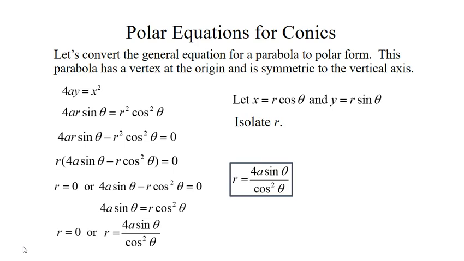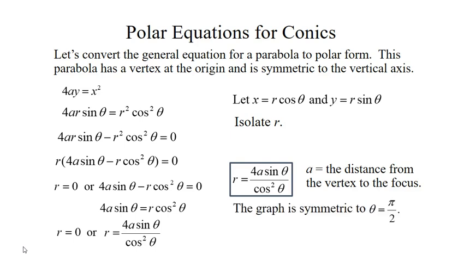So the general equation for a parabola in polar form is r equals 4a sine theta over cosine squared theta, where a is the distance from the vertex to the focus, and this is for a graph that is symmetric to the vertical axis, the line theta equal pi over 2.